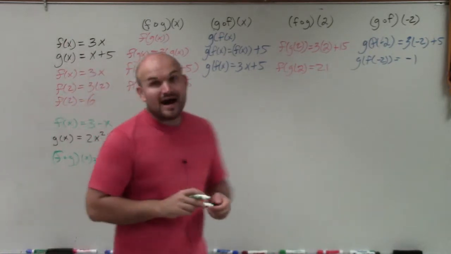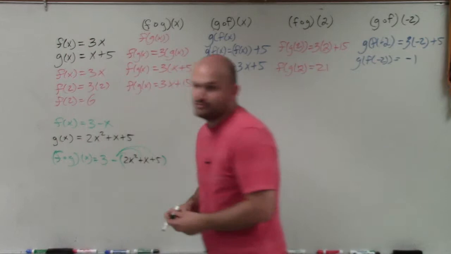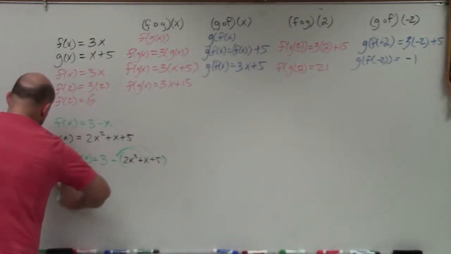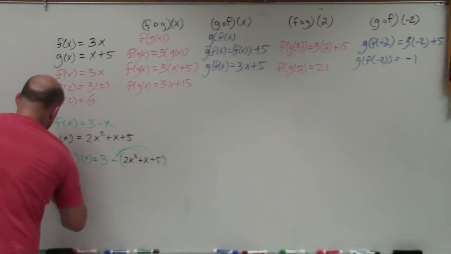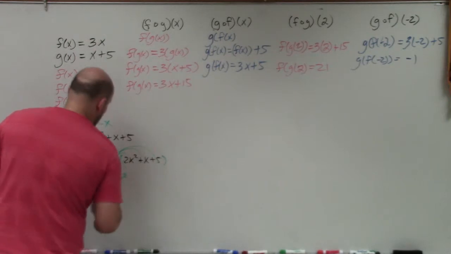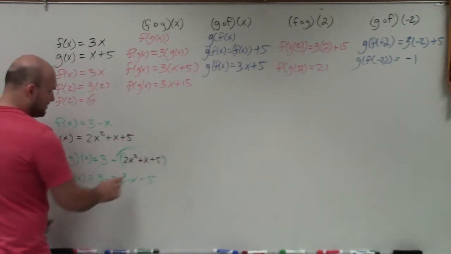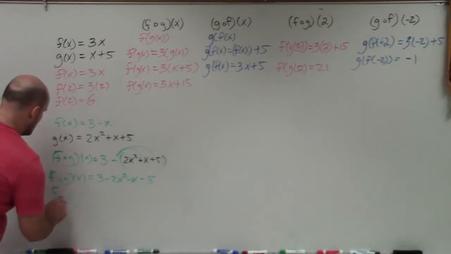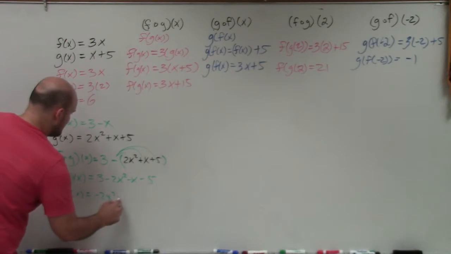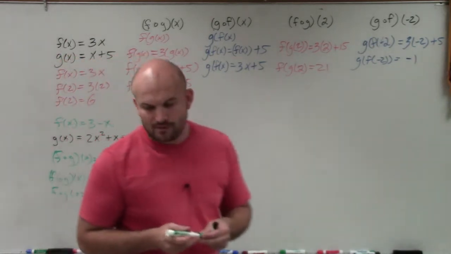Okay, then now, obviously, to simplify this, you see that we're going to want to apply the distributive property and distribute that negative sign. So therefore, my final answer is f of g of x equals 3 minus 2x squared minus x minus 5. I can combine the 3 minus 5, which will be a negative 2. So f of g of x equals negative 2x squared minus x minus 2, when I rewrite it in descending order form.